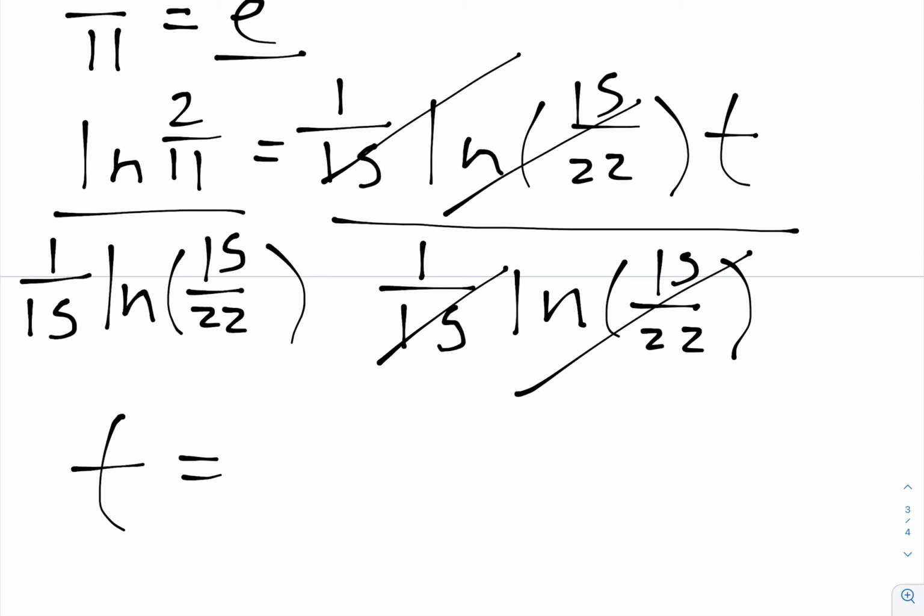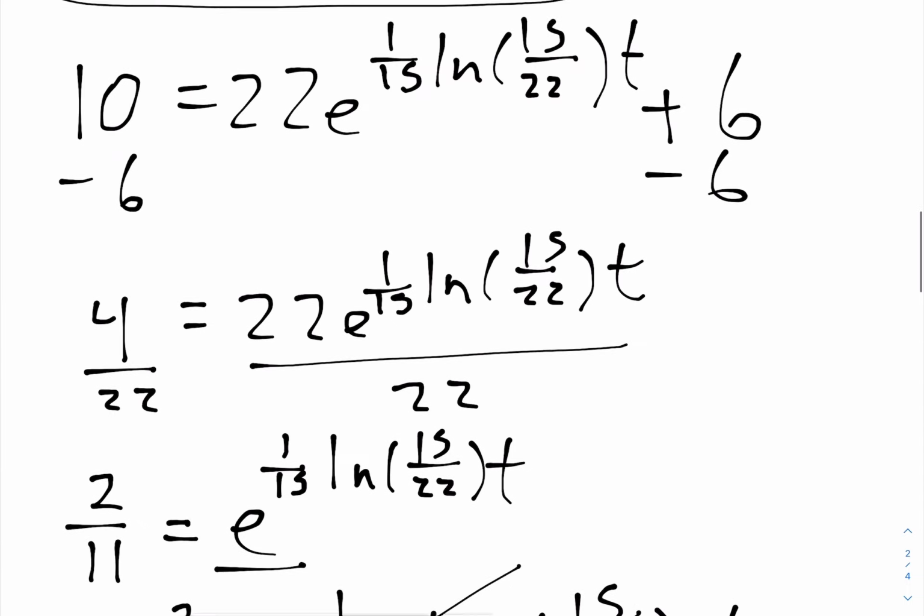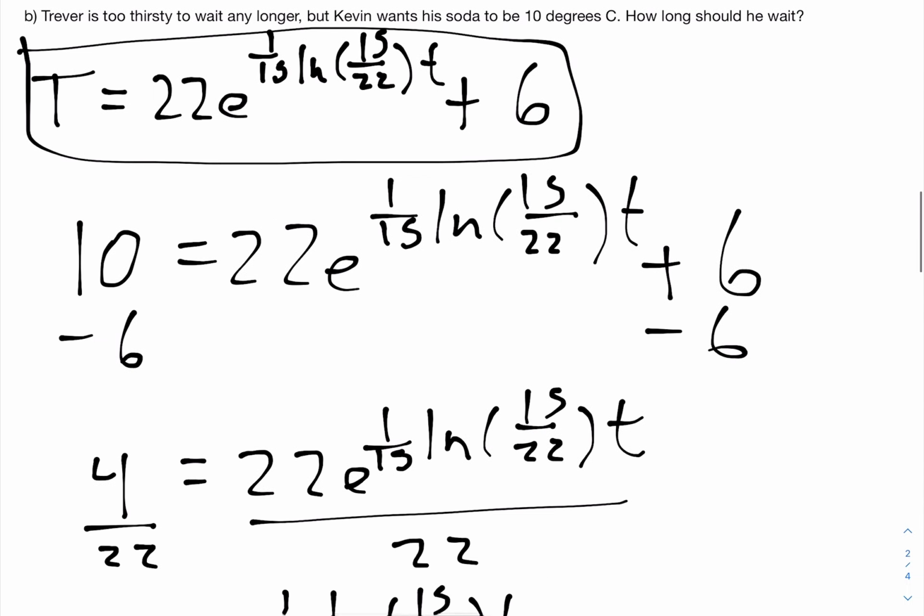So let me just figure it out here. 1 divided by 15 times the natural log of 15 over 22. So the natural log of 2 over 11 divided by that number. So that's 66.8 minutes. So he's going to have to wait over an hour for his Coca-Cola to get to 10 degrees Celsius.